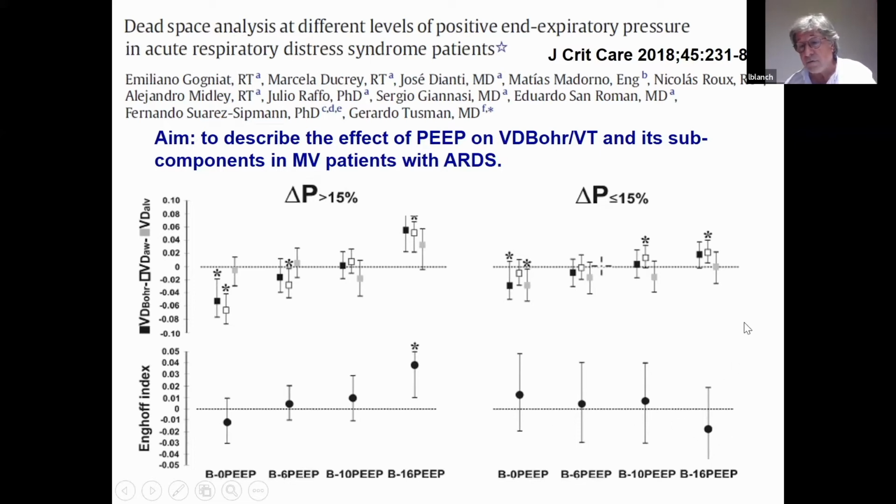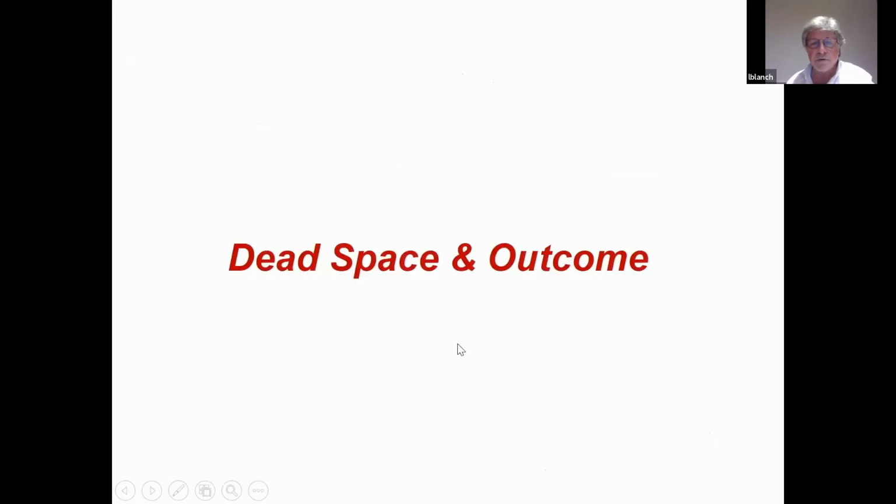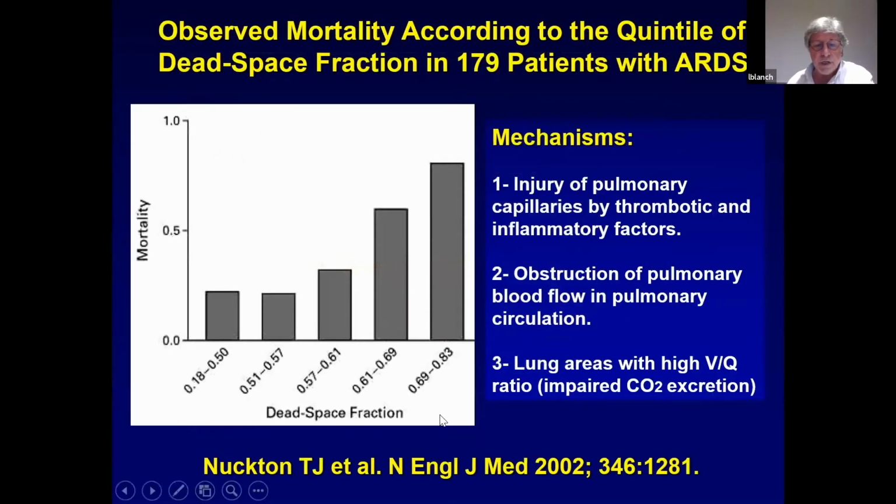So this is another important piece of information at the bedside, because if we are going to recruit the patient, we need to look at different physiologic markers, and measurement of dead space should be one of them. So in patients with ARDS, increases in PIP result in higher dead space only when associated with a parallel increase in the driving pressure. So let's talk a little bit about outcome. This is a first paper of Nuckton, when they measured dead space, and they found a clear correlation of dead space fraction and mortality in patients with ARDS.